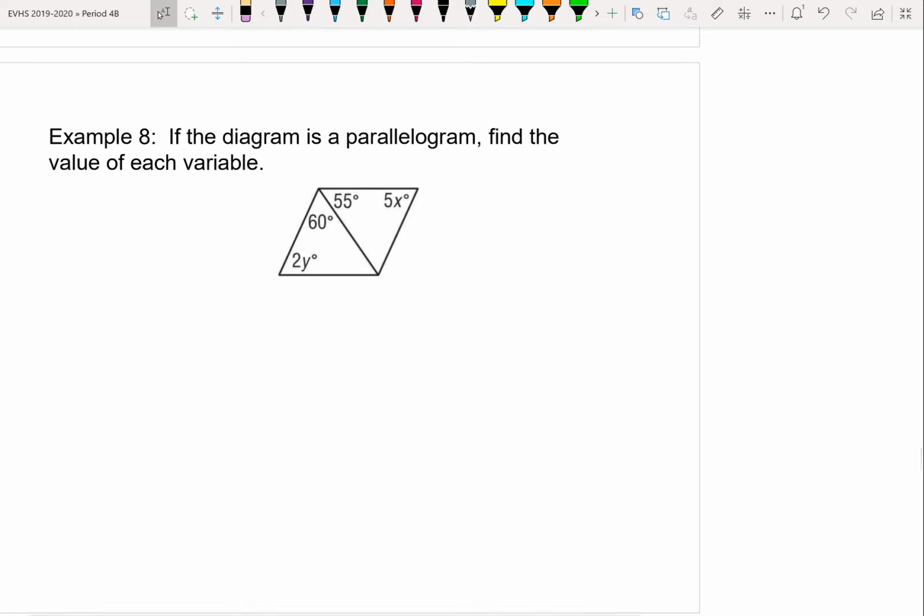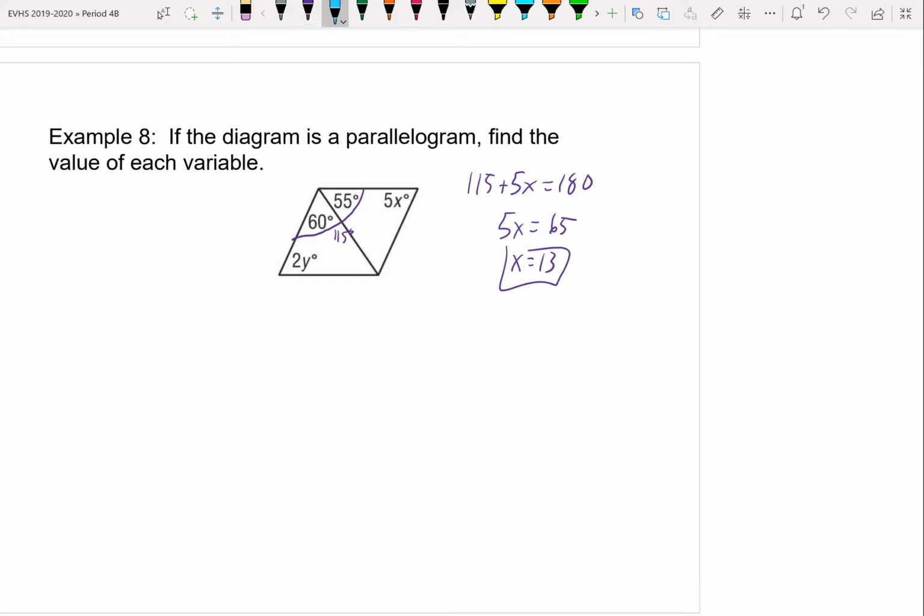Example 8. If the diagram is a parallelogram, find the value of each variable. Well, I know that here 2y and 5x are equal, but I can't really do anything with that because of the fact that I would have two variables in the same equation. Now, if I had tried to essentially get rid of this diagonal here, I know that this whole greater angle, 60 plus 55, is 115 degrees. And I know that these two are supplementary. So 115 plus 5x is equal to 180. Now our solving steps here, subtract 115, 5x equals 65. Divide through, that gives me x is equal to 13.